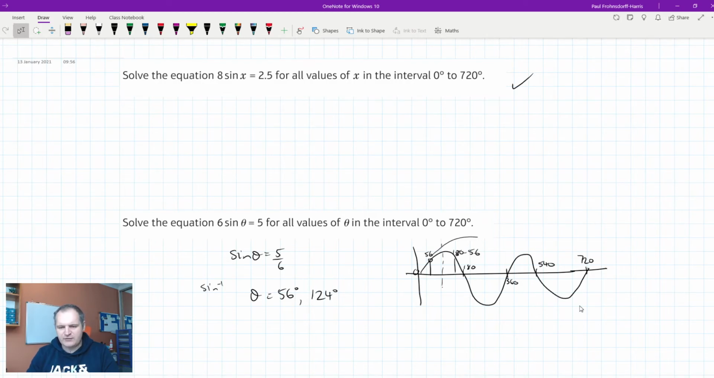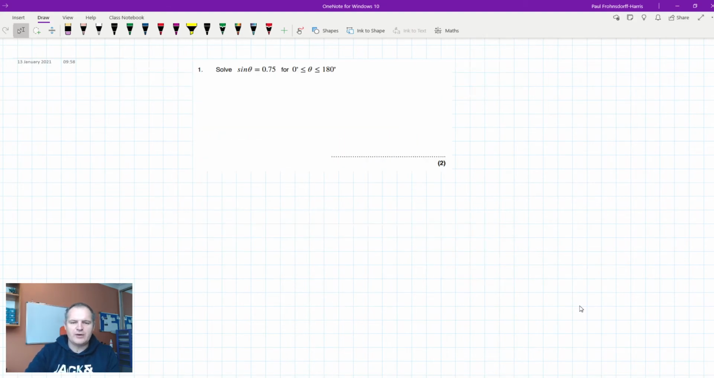But then we can see it repeats every 360. So we need to add another 360 to that. We're going to get 416 and 484. That's 360, 416 and 484 degrees. There you go. There are all your solutions that you need for that interval. So if you have a go in the worksheet, they all look like this. They all work exactly the same way.